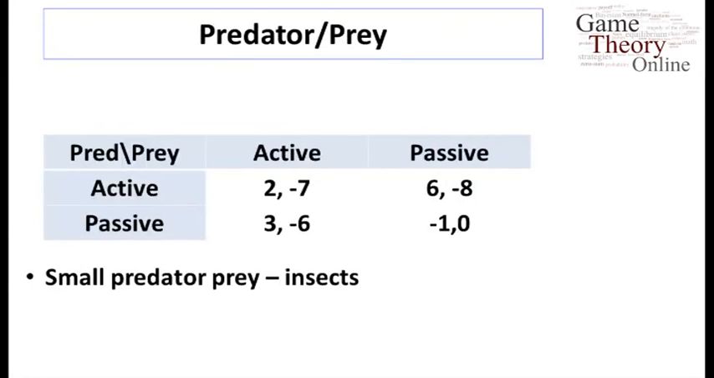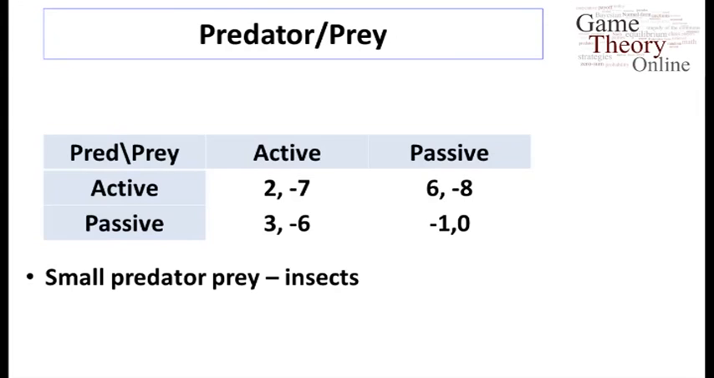Let's take a look just at a quick variation on this, where instead of thinking of large mammals, now we think of small insects. So here are the payoffs from the same paper we talked about just a moment ago, but now readjusted for small predator-prey games where we're dealing with insects instead of large mammals. What do we see here?